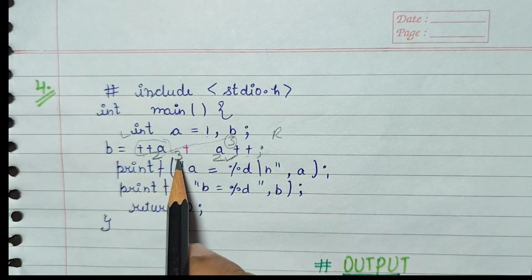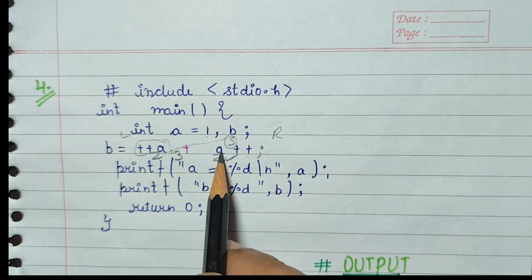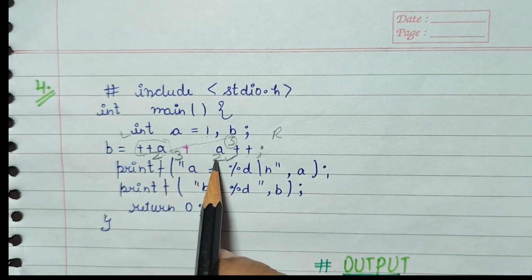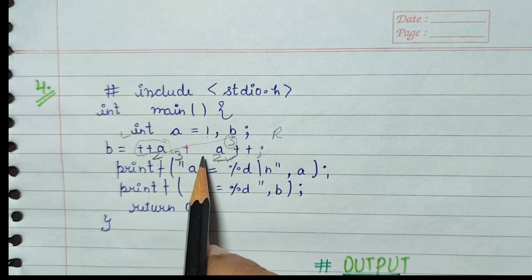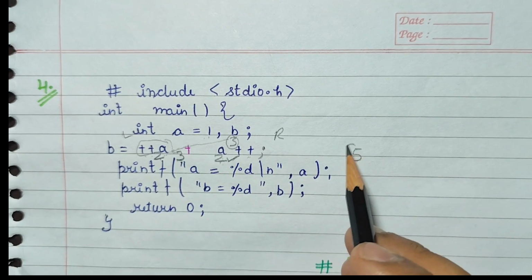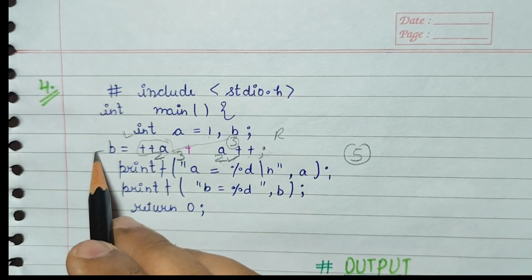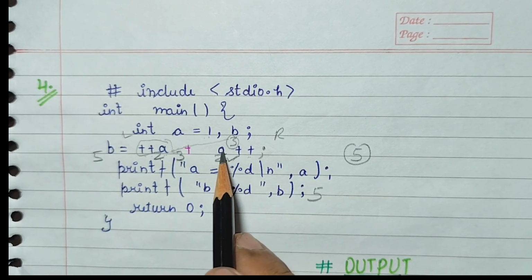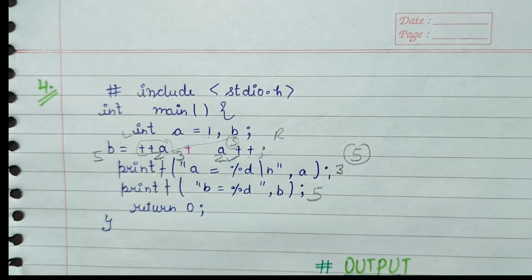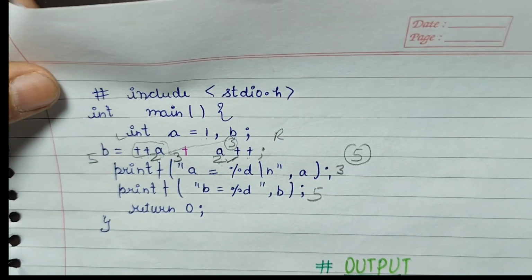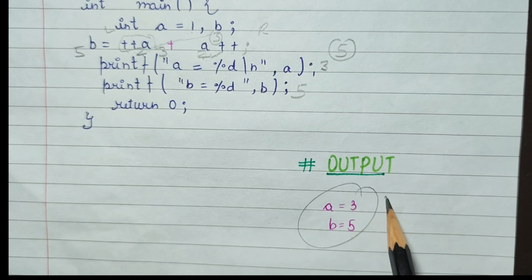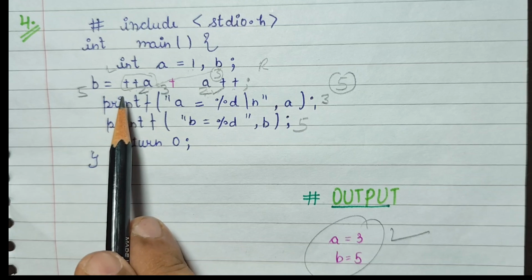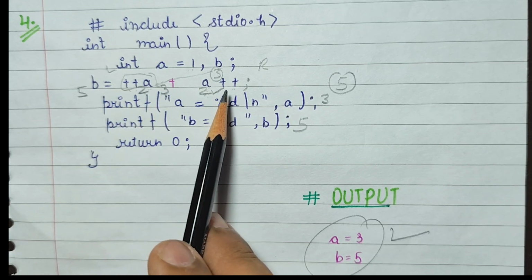Getting my point? Now the final value of this a plus plus is 2 and this plus plus a is 3. 3 plus 2 becomes 5. So it means in variable b, 5 is updated, 5 will display. And what is the last value of a? The last value of a is 3. So that's why here the output is 3 and 5. I hope all of you are clear how this operation is performed.